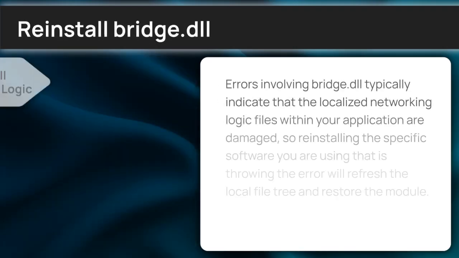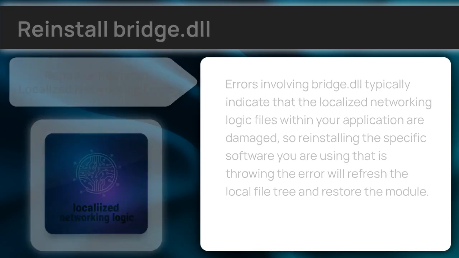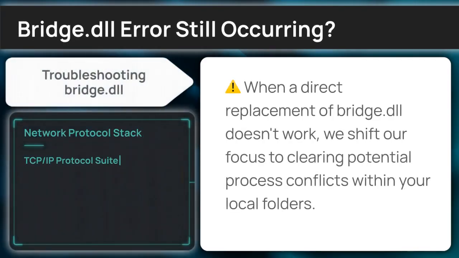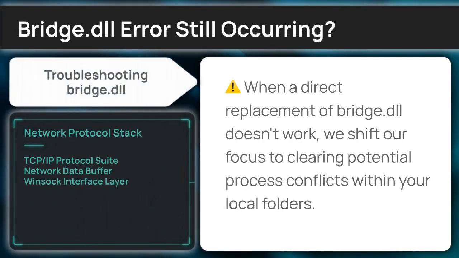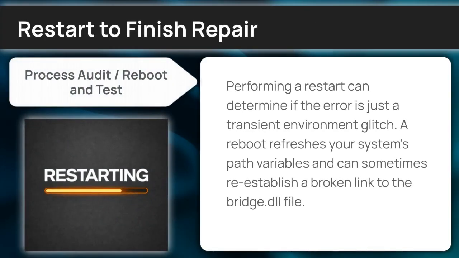Errors involving Bridge Library DLL typically indicate that the localized networking logic files within your application are damaged, so reinstalling the specific software you are using that is throwing the error will refresh the local file tree and restore the module. If the error persists despite the new library files, we must verify if a simple synchronization conflict is preventing the file from loading. A full system restart clears the temporary memory cache and allows Windows to attempt a fresh initialization of all required libraries, including Bridge Library.